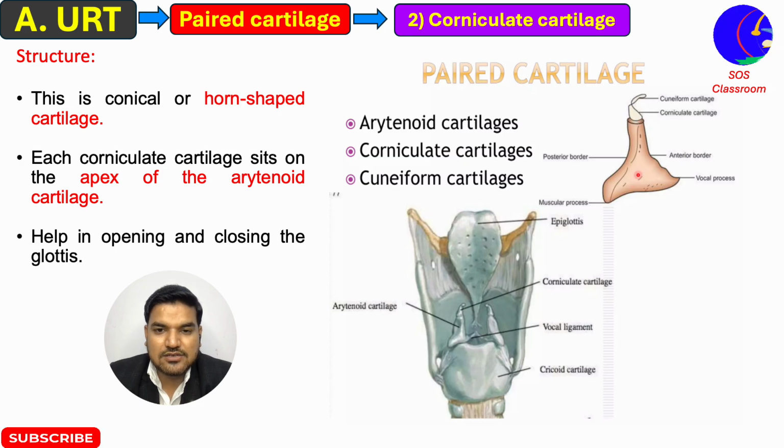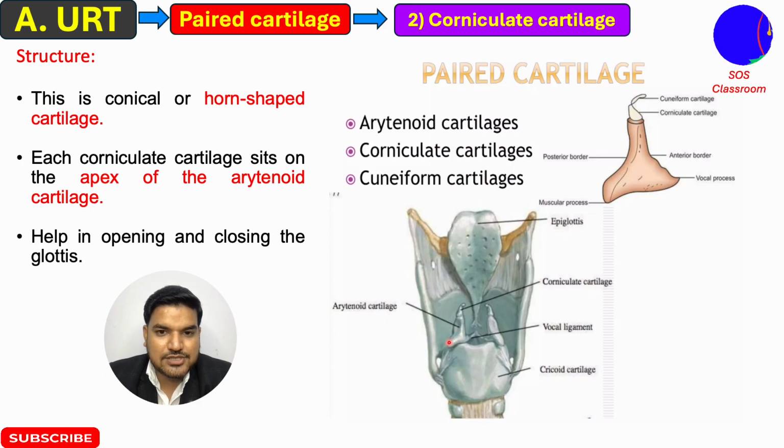This cartilage is called the arytenoid. On the arytenoid, you can see this is the vocal process. Vocal process means from this part it is attached to the vocal cord. And this part is the muscular process, attached to the muscles. Okay, you can see here.